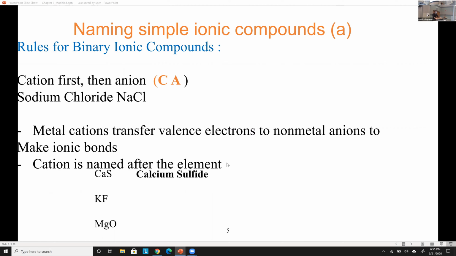Okay, next one, KF. Potassium fluoride. Perfect, potassium fluoride. And what did you say? Potassium, awesome, good. What about the next one, MgO? Good, awesome. What about MgCl2? Magnesium chloride.